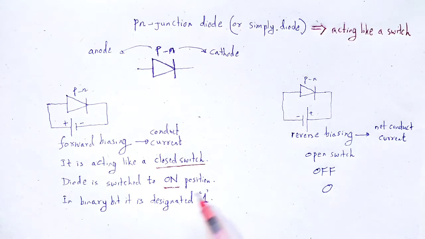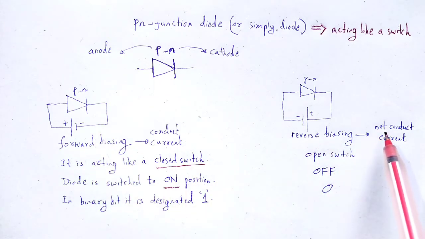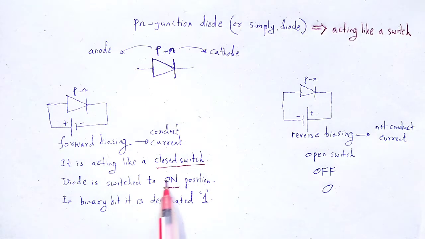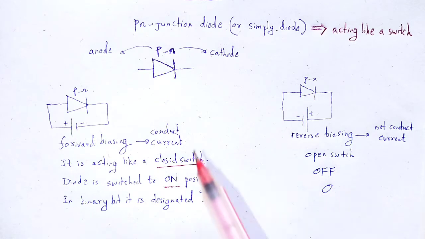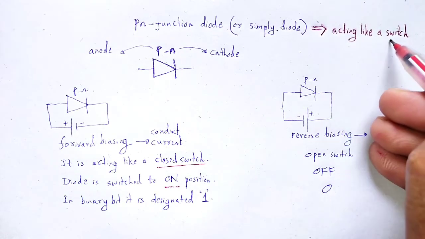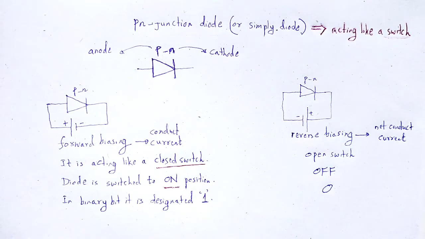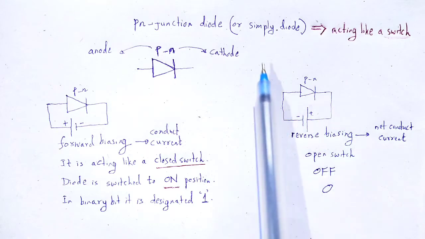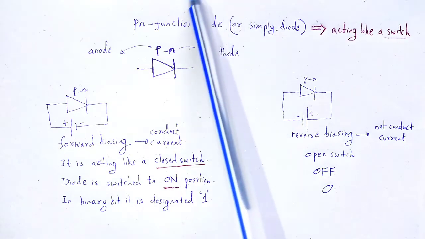Combining these actions, in the forward biasing situation current flows, and in the reverse biasing situation current does not flow. That is the closed switch condition, and that is the open switch condition. We say it as on, and that one as off. In binary bit it is represented by 1, and it is represented by 0. Overall, the PN junction diode is just acting like a switch in logic circuits. Let us discuss how we realize the logic gates by using diodes.